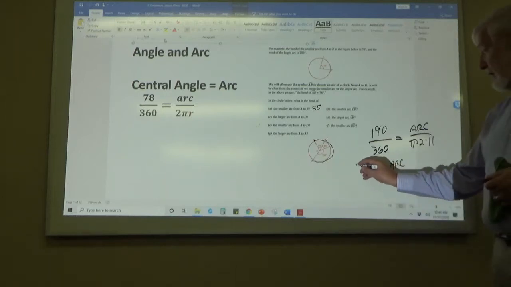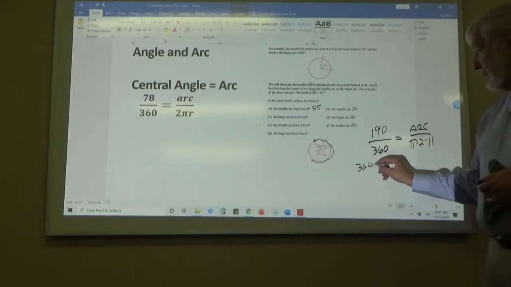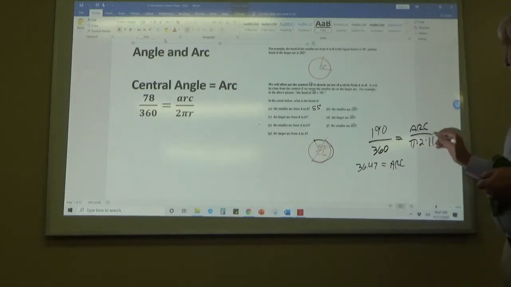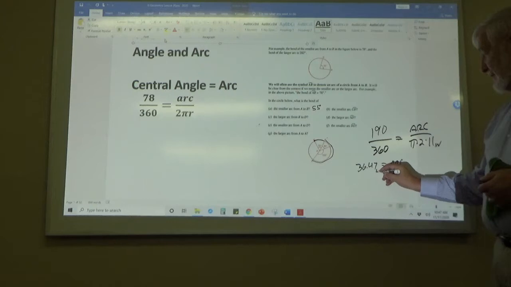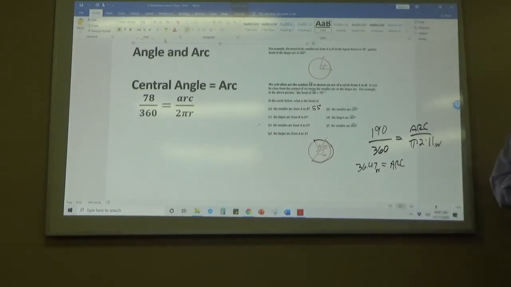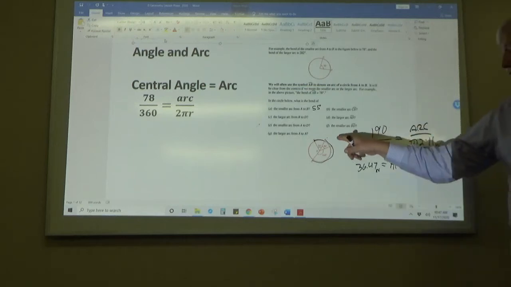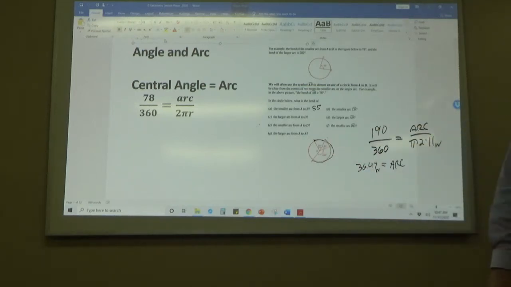Okay. And let's say that this is inches. All right, so it's inches. Okay. All right. So now, A, how hard is it to determine the arc if you're given the central angle?